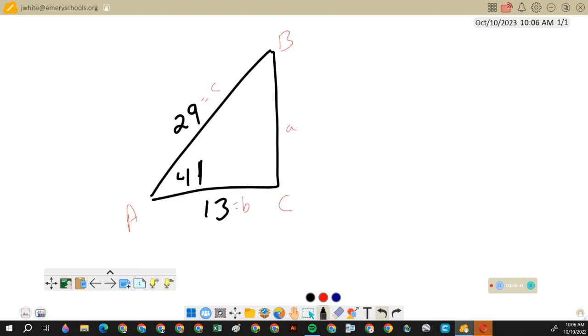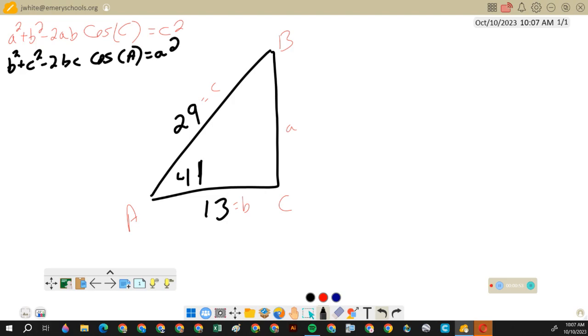And the law of cosines is a squared plus b squared minus 2ab cosine of C equals c squared, or b squared plus c squared minus 2bc cosine of A equals a squared, or a squared plus c squared minus 2ac cosine of B equals b squared.